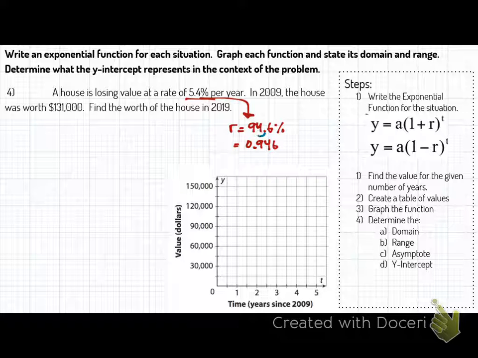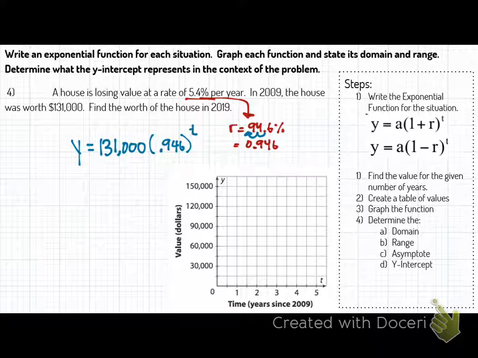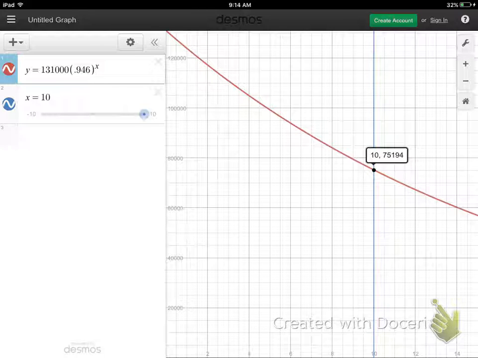So what is our equation then, everyone? Y equals 131,000 times 0.946. Good. Do you all agree with him? Nice. Okay, good. That is correct. So that's the model. And after how many years pass by? 10, right? Okay, and that's in 2019. That's how much it's worth. And here is the graph on Desmos, right? Isn't that what you had?